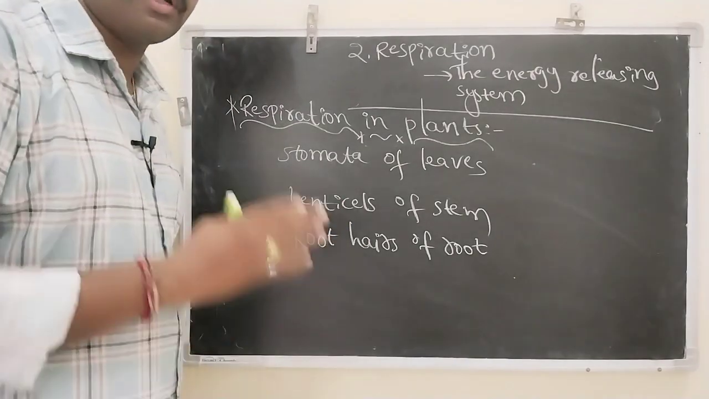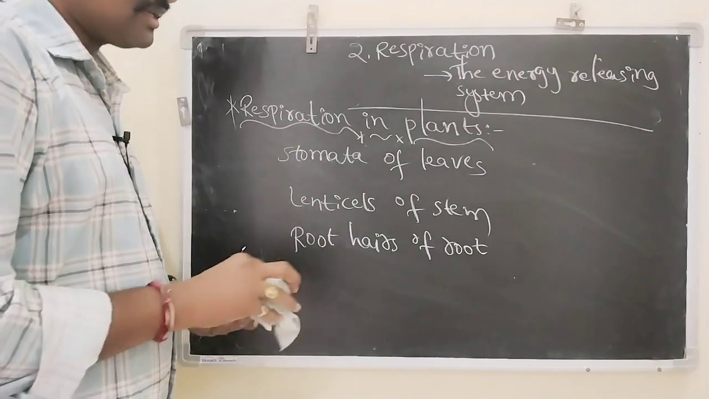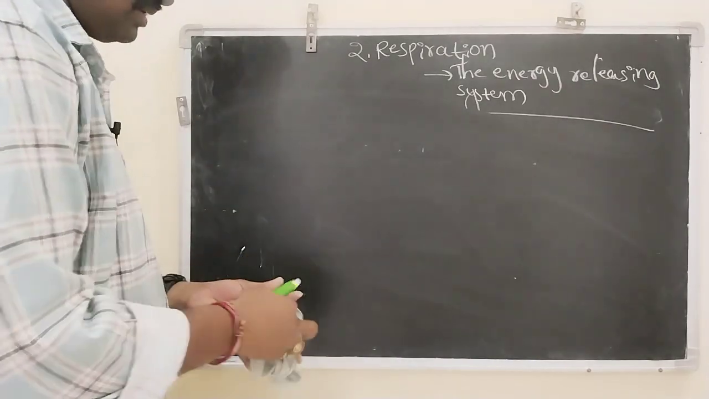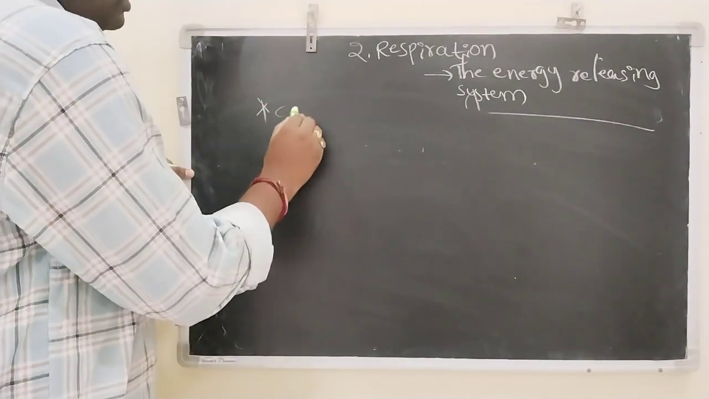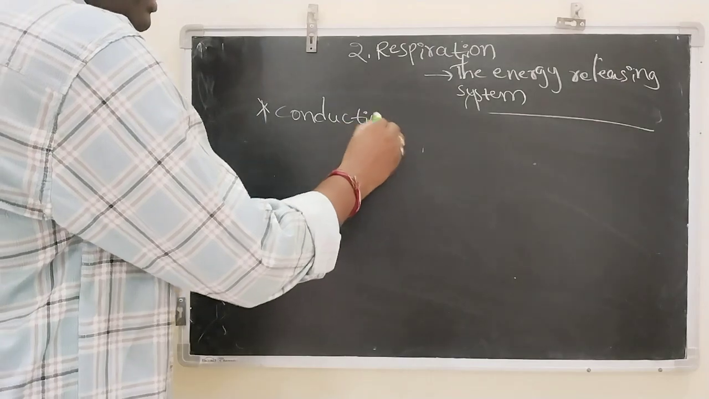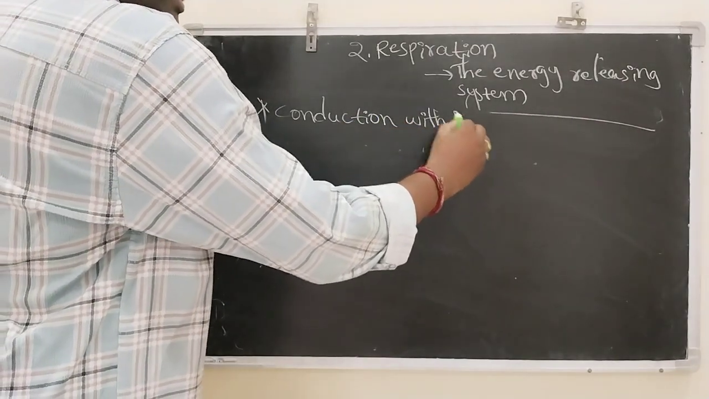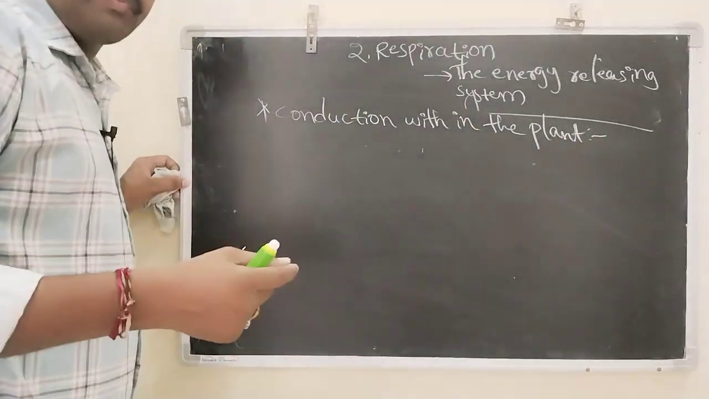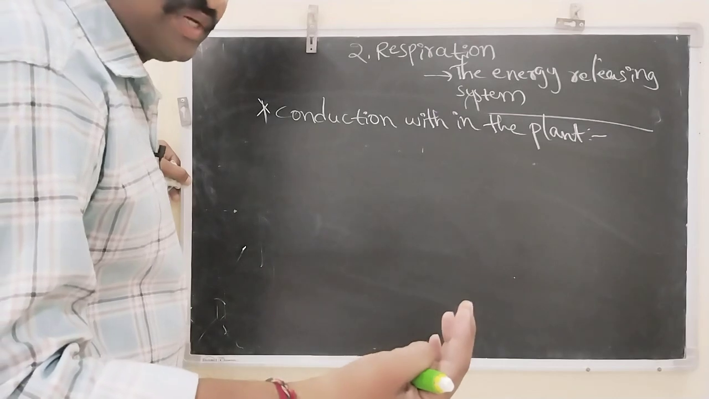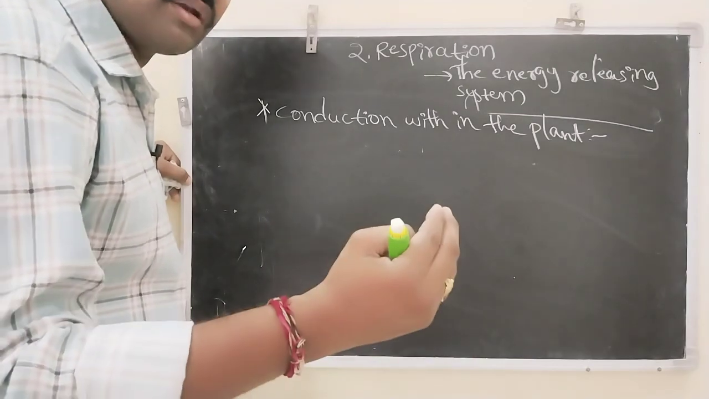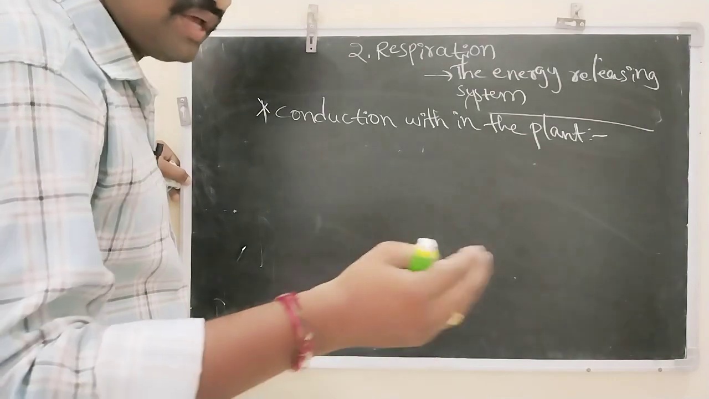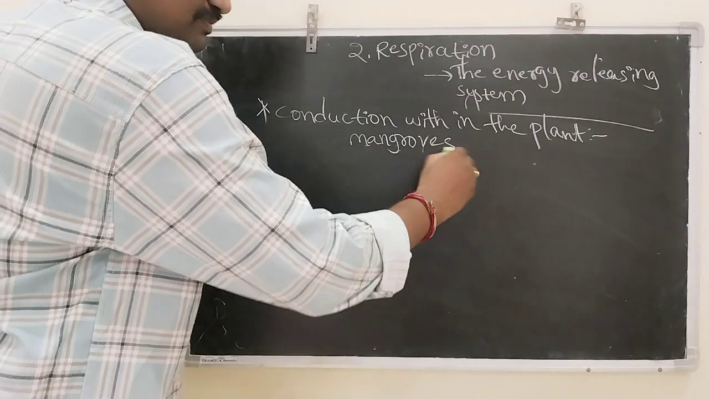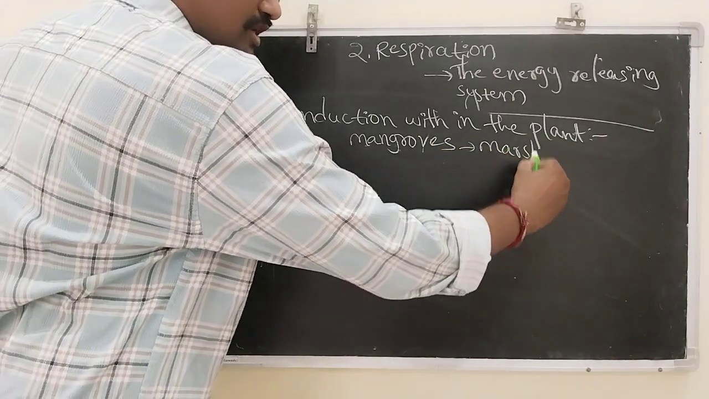These structures perform respiration. And what about the conduction? How does the conduction of respiration occur in plants? For example, conduction within the plant. Generally, the plants present in our surroundings are terrestrial, so they can take oxygen from the surrounding atmosphere. But what about the plants which are living completely in waterlogged conditions, like mangroves? Mangroves are plants which are living in marshy areas.